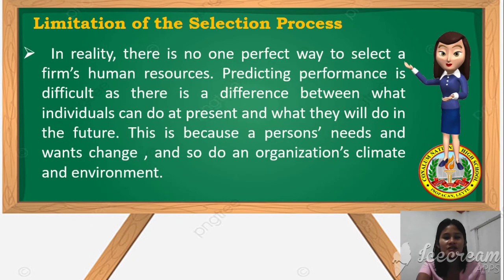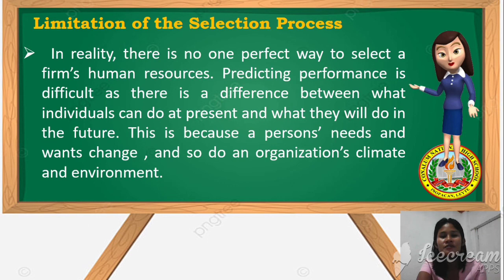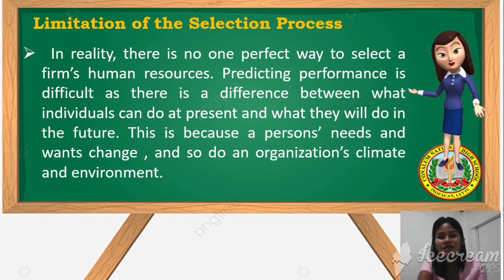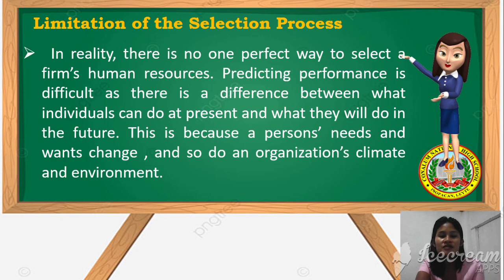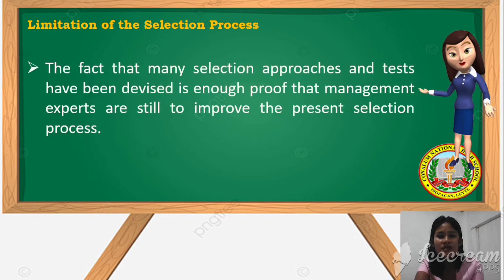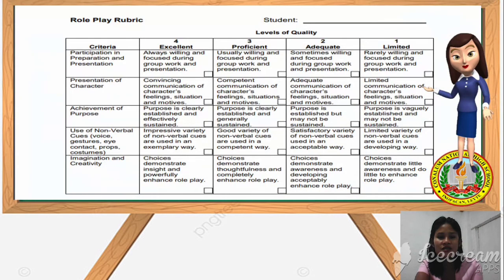In reality, there is no one perfect way to select a firm's human resources. Predicting performance is difficult as there is a difference between what individuals can do at present and what they will do in the future. This is because a person's needs and wants change, and so do an organization's climate and environment. The fact that many selection approaches and tests have been devised is enough proof that management experts are still to improve the present selection process.